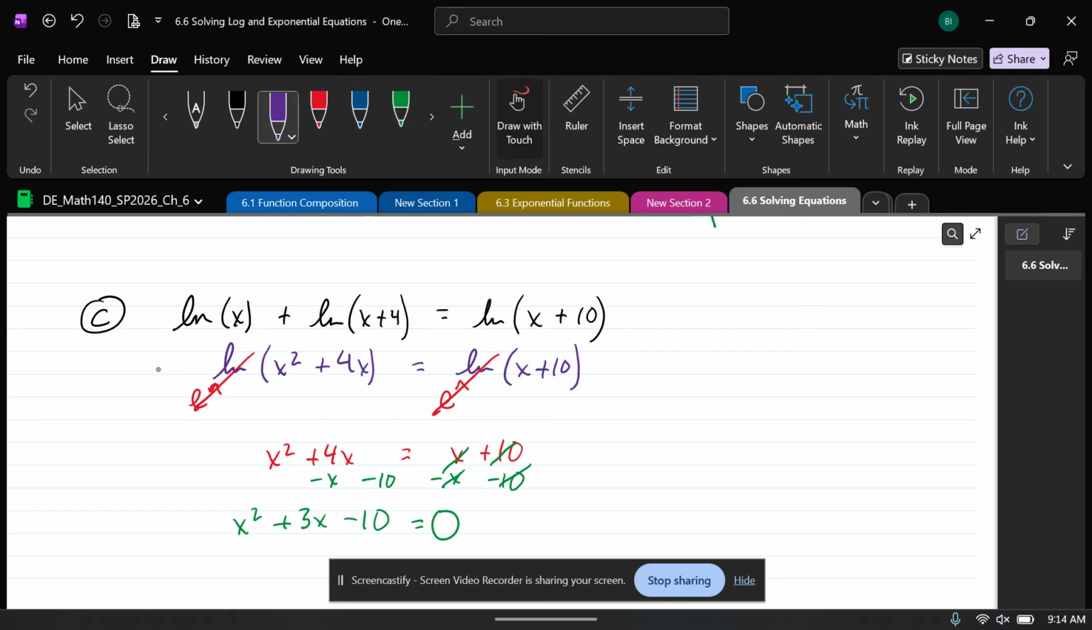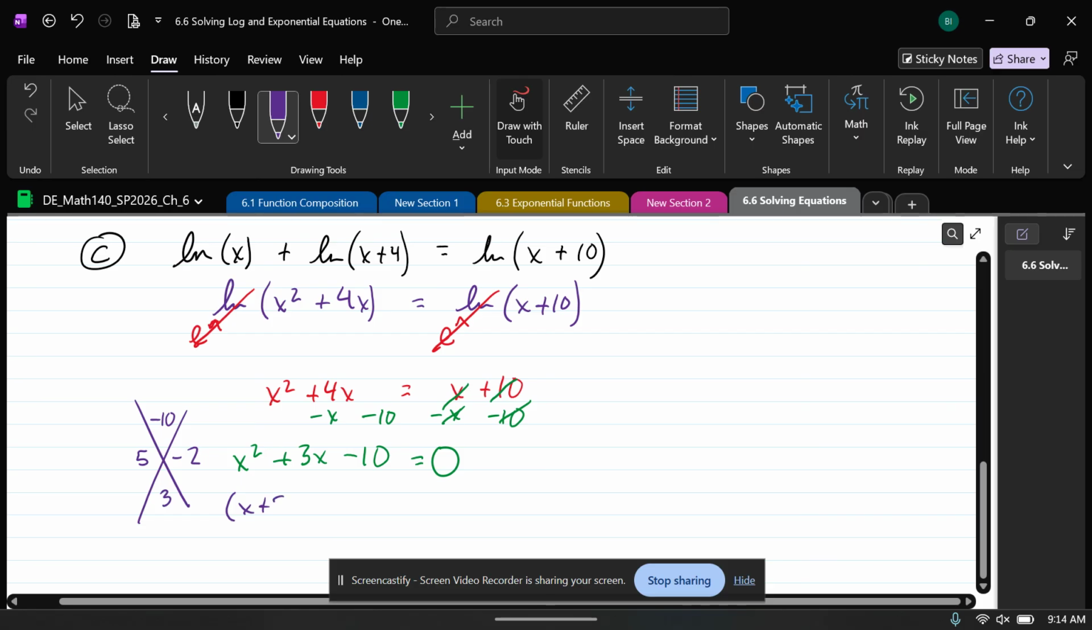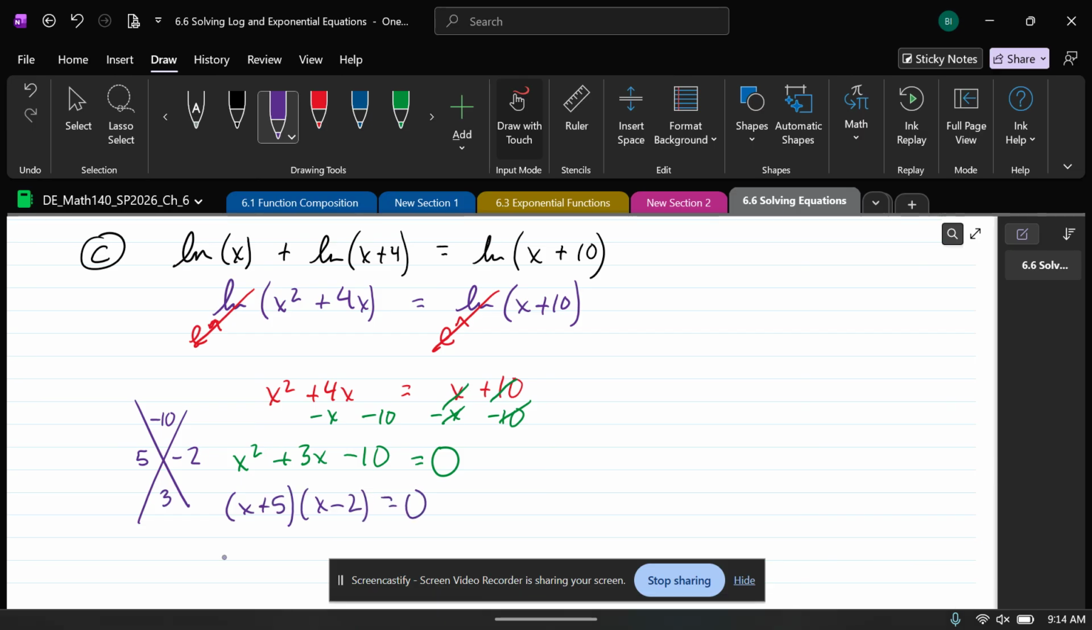It does? Yeah. What multiplies to be negative 10 and adds to 3? 5 and negative 2. That's great. So I've got x plus 5, x minus 2 are my factors. What are my solutions here? Negative 5 and positive 2. Okay, so x equals negative 5, x equals positive 2.